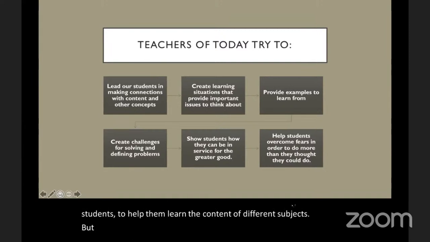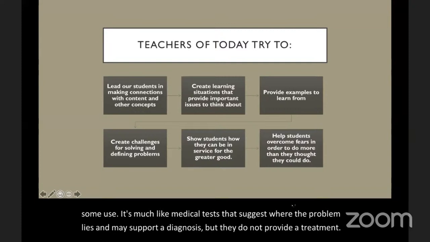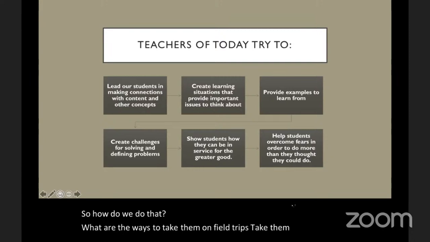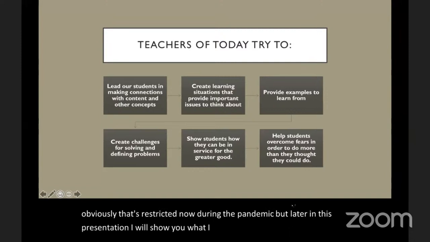As education specialist Ken Robinson has stated, these tests do have some use. It's much like medical tests that suggest where the problem lies and may support a diagnosis, but they do not provide a treatment. If we want our students to learn, we need an engaging education that gives attention to all subjects and life and career skills, that stimulates the imagination and introduces students to new areas of their world. So how do we do that? One of the ways is to take them on field trips, take them to important places in the community. Obviously, that's restricted now during the pandemic, but later in this presentation, I will show you what I plan to do as a substitute for the field trips I had planned for my college course.